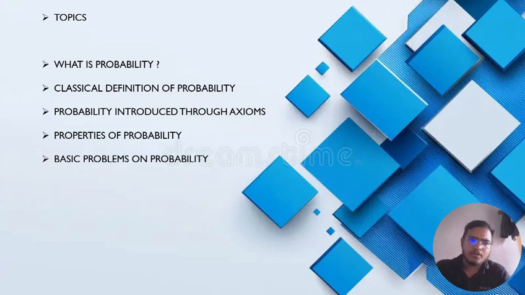Topics: what is probability? Now I am explaining the topics of the first chapter: what is probability, its classification and definition, and probability introduced through axioms, and we have 4 axioms. Now we will discuss that. Properties of probabilities and basic problems of probabilities. We use probability in many ways in our life, and properties are used more in companies and so on.